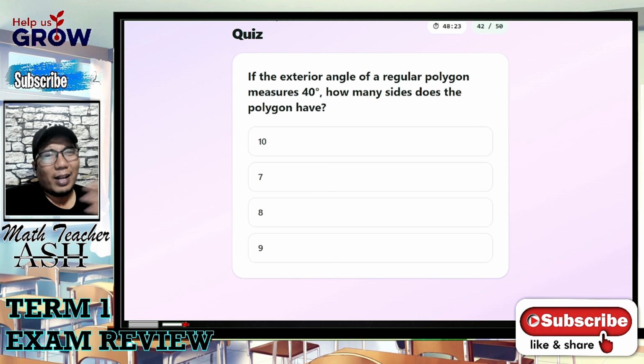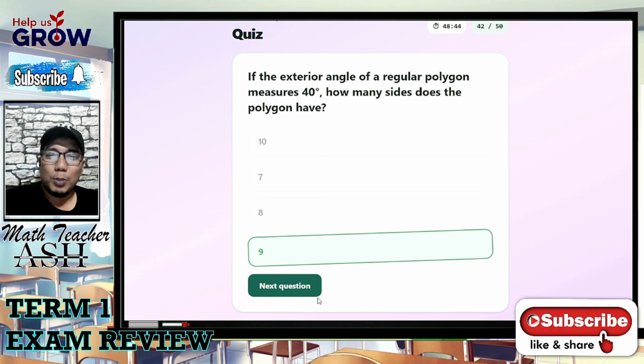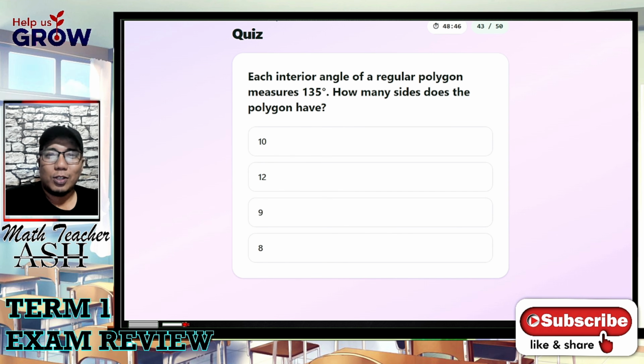Okay, we already have discussed a lot of things about exterior and interior angles. So if you have an exterior angle that is 40, what you need to do, my dear math learners, is you just divide 360 by 40. So you cancel the 0 and 36 divided by 4, that would be 9. Let's check whether we are correct. Easy, right? I hope you got that one. So now let us go to the next question.